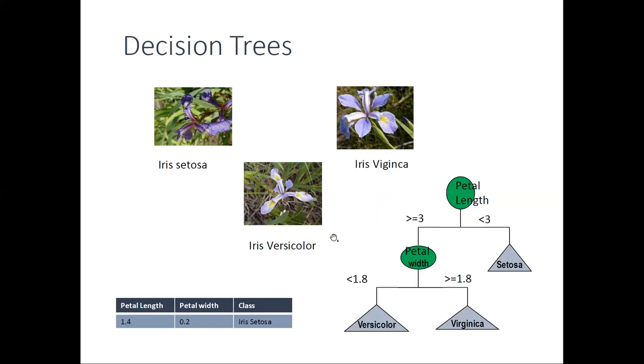If the petal length is greater than or equal to 3 for any given example, the next attribute which is splitting at this intermediate node is petal width. If this is less than 1.8, then the given example is classified as versicolor. And if petal length is greater than or equal to 3 and petal width is greater than or equal to 1.8, it is classified as virginica.